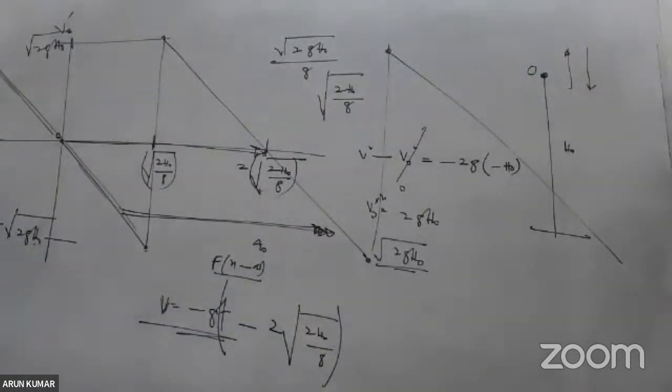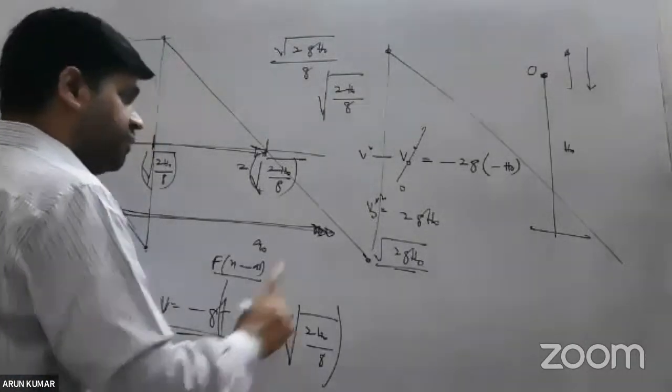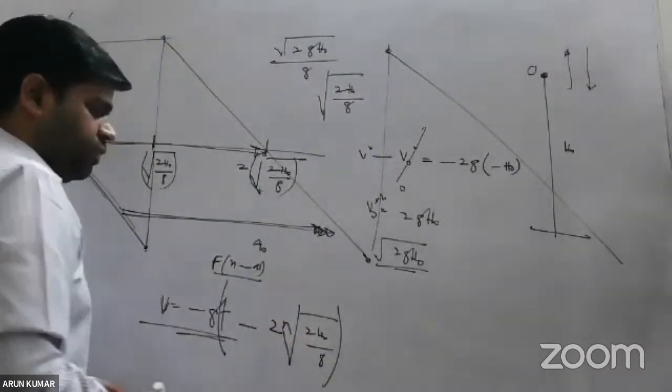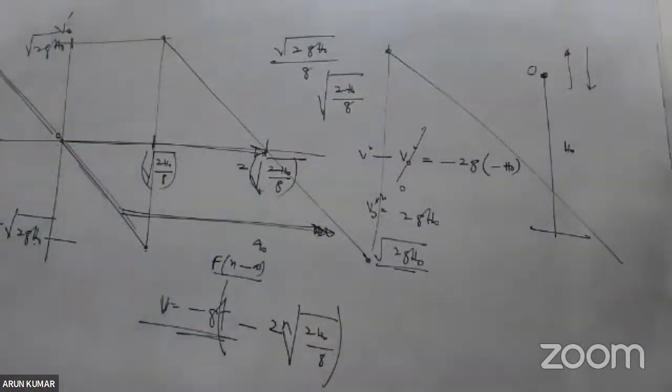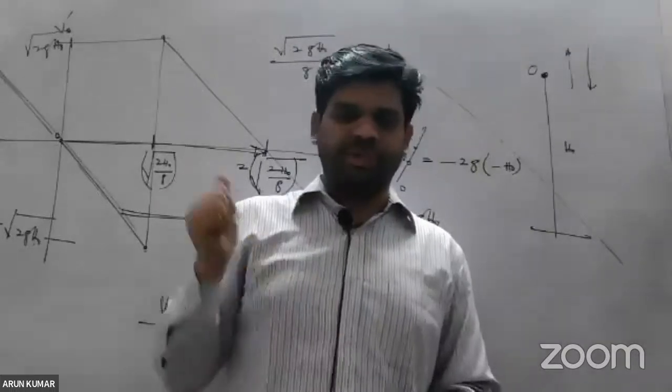Yes, sir. For the nth one, it will be 2n root 2h by g. Yes, sir. Now, all these things you have to think through. All right? It will just take 10 minutes.